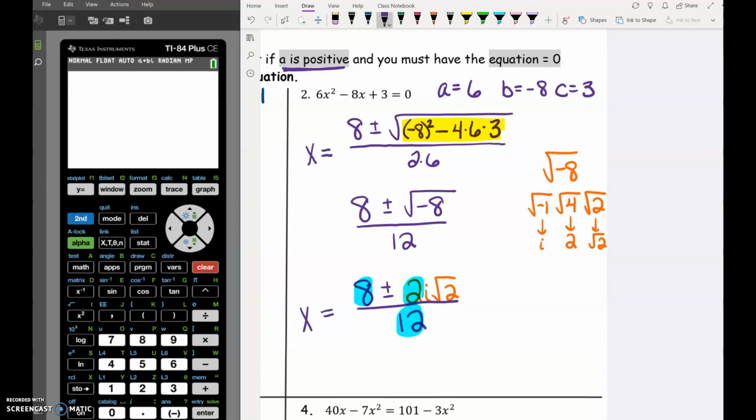So you're reducing everything by 2. 8 divided by 2 is 4. 2 divided by 2 is 1, so you could write 1i or just i square root of 2. 12 divided by 2 is 6. Once you have simplified that, that would be your final answer. In the online assignment, you'd type in fraction button first to get the top and the bottom, 4 plus i square root of 2 with a 6 on the bottom, and then 4 minus i square root of 2 with a 6 on the bottom.